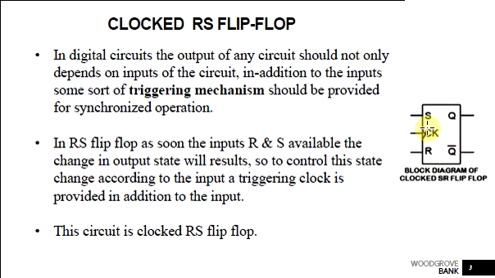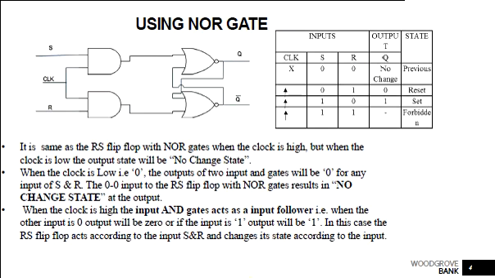Previously there were only the S and R inputs and the Q and Q bar outputs, but here there is a clock enable in this system. In order to construct a clocked RS flip-flop, we consider the RS flip-flop using NOR gates. Previously, we directly connected S and R to the two terminals, but in this case, we additionally use two AND gates, and one input of each AND gate is connected to the clock signal.